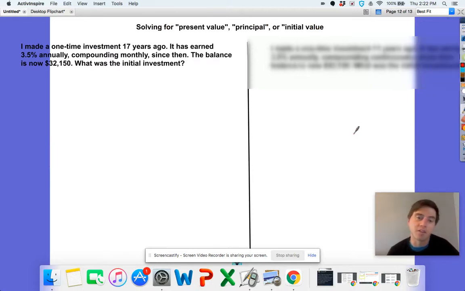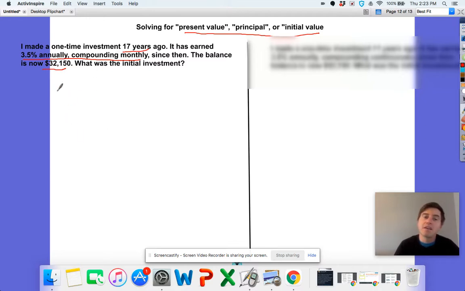So we could solve for different things, though. We talked about that on Thursday. In this case, we're going to solve for the present value, the principal, or the initial value. So you'll see some like this. Over here, it says I made a one-time investment 17 years ago. It earned 3.5% compounding monthly. And then the balance is now 32,150. What was the initial investment?